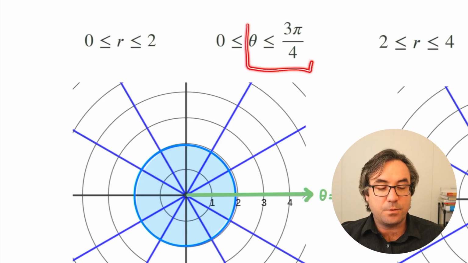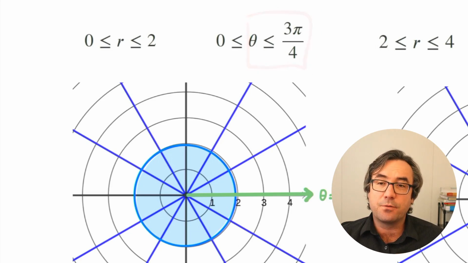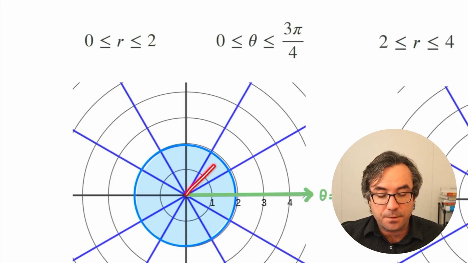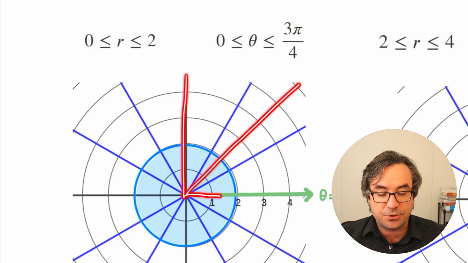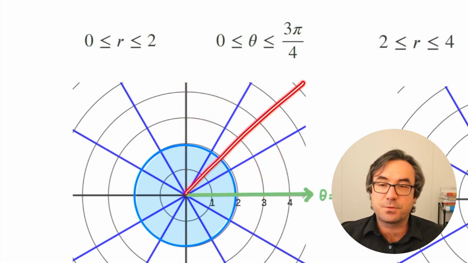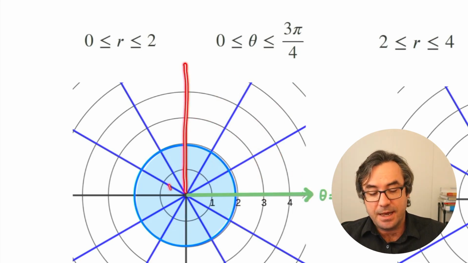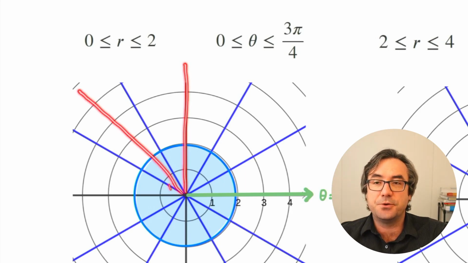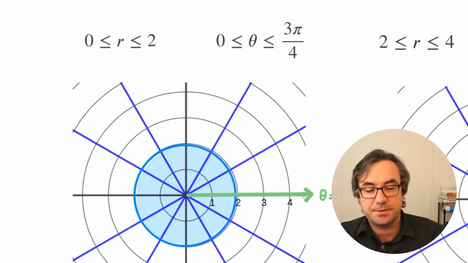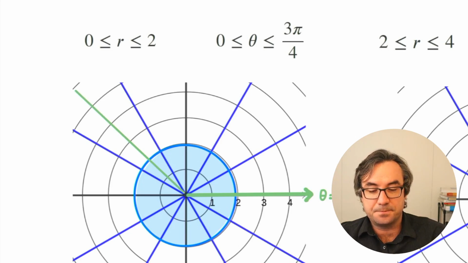Now, what about theta equal to 3 pi over 4? Let's figure out where 3 pi over 4 is. When we do this, we just want to remember pi over 4 splits up the first quadrant into two pieces. So pi over 4 is right here. 2 pi over 4 would be the positive y-axis, and then 3 pi over 4 is going to split up the second quadrant. So 3 pi over 4 is going to look something like this.